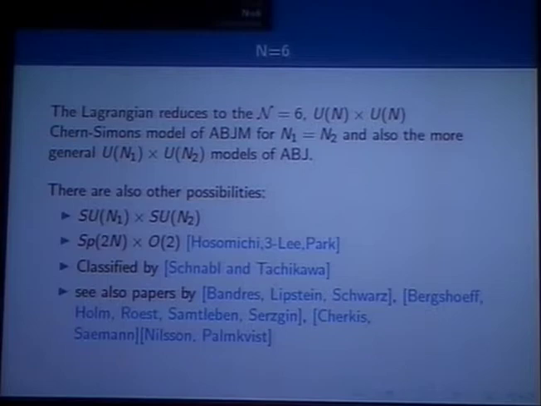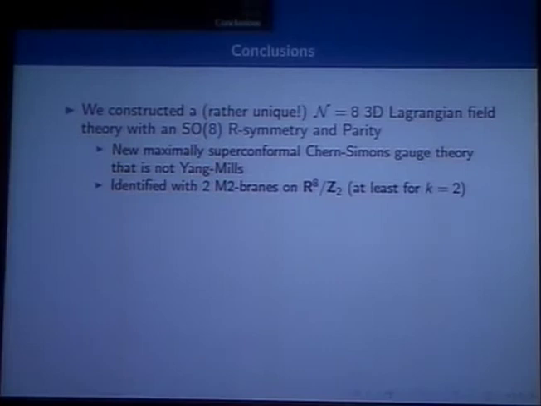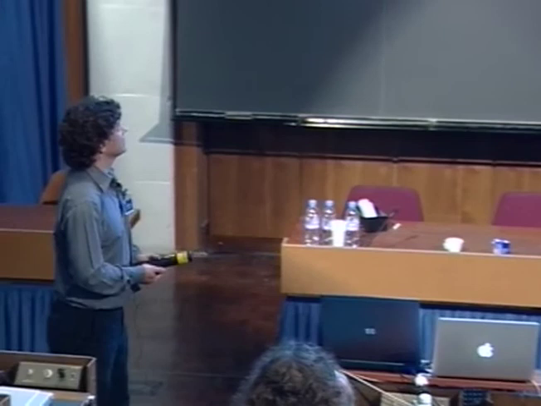OK. So what are the conclusions from this talk? What we constructed turns out to be rather unique, though not entirely unique, of course: we have this parameter k, and if you allow for loosening of conditions like the metric positive definiteness, then there are infinitely many. But it's an N=8 three-dimensional Lagrangian field theory with all the symmetries you want of M2 branes.